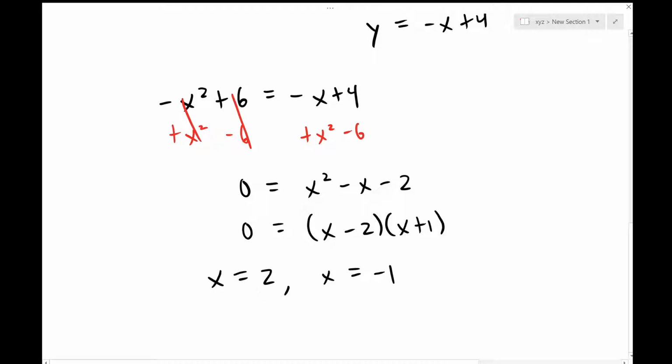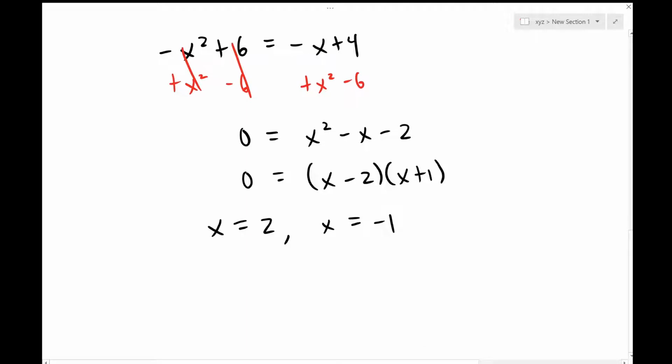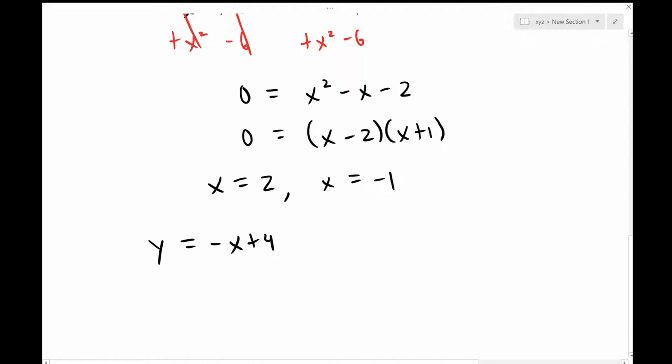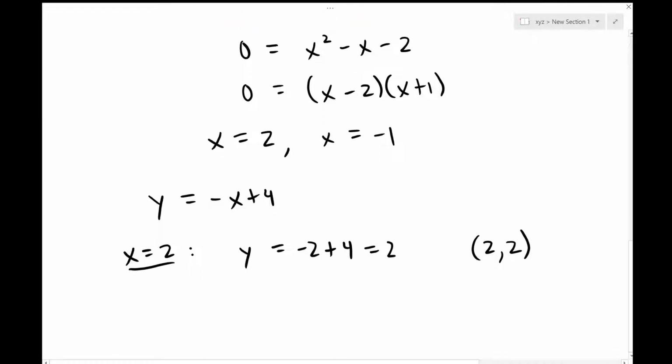Okay, but we're not finished yet. We're trying to find the actual x and y coordinates of the 2 points of intersection that we saw in the graph a moment ago. So to find the y coordinates here, I just need to recall that the y value we said was equal to negative x plus 4. So when x is equal to 2, we would have y is equal to negative 2 plus 4, which is 2. And so the actual coordinates that corresponds to is we're saying that x equals 2, and plugging that in, we get that y is equal to 2. So we have the point 2, 2.